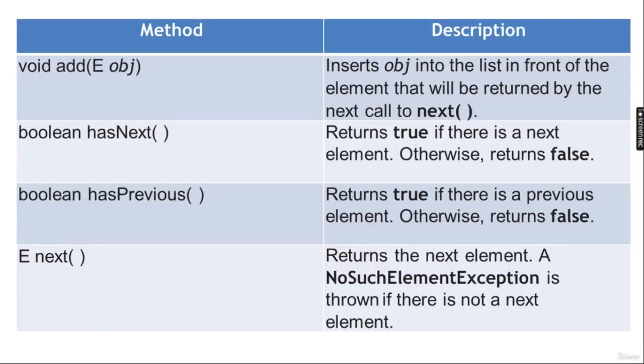void add(E obj) inserts obj into the list in front of the element that will be returned by the next call to next. boolean hasNext returns true if there is a next element, otherwise returns false. boolean hasPrevious returns true if there is a previous element, otherwise returns false. next returns the next element, or a NoSuchElementException is thrown if there is not a next element.